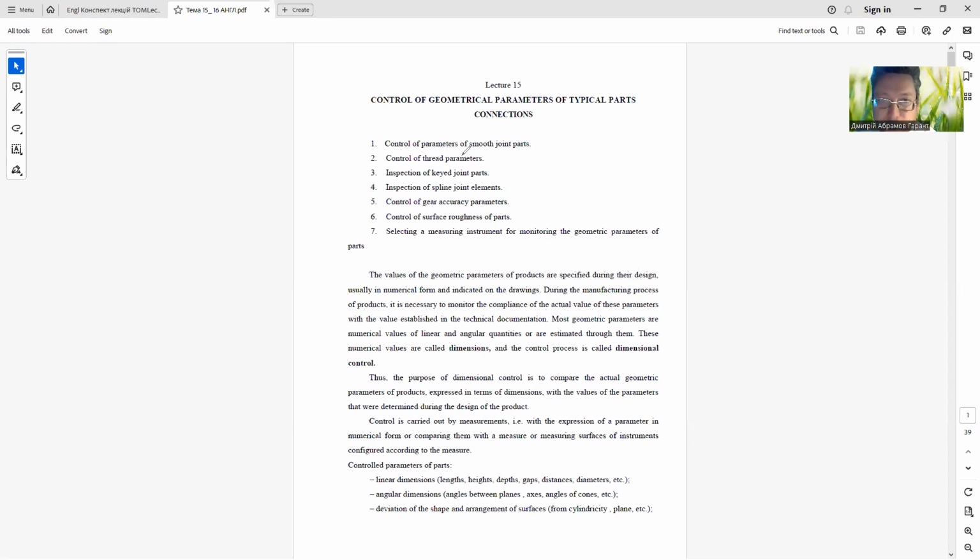Today is lecture 15. We start our lecture on interchangeability, standardization and technical measurement. The theme of our lecture is control of geometrical parameters of typical parts connections. Write down to your notes the theme of our lecture and the plan.